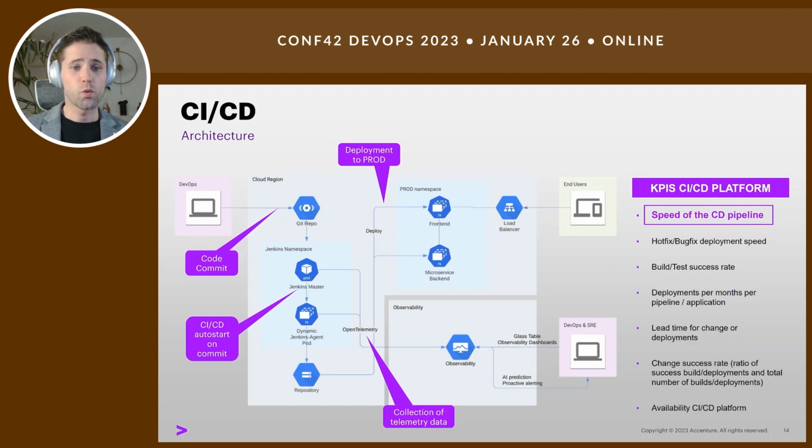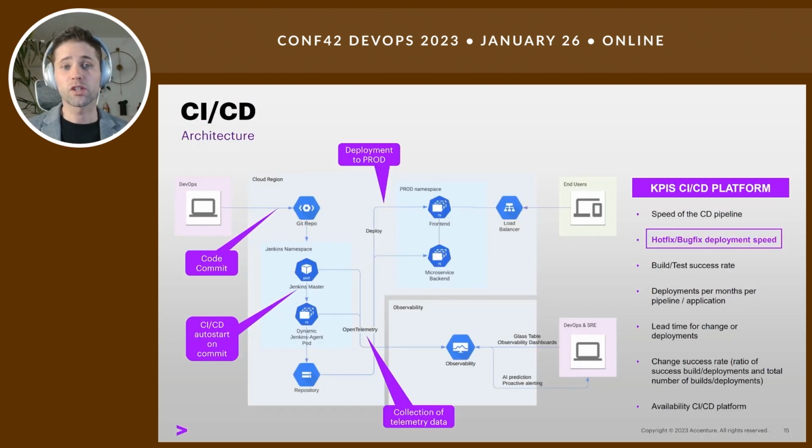Let's start with the first one, which is speed of the CD pipeline. I want to stress the CD part here, as we're only talking about the deployment. Now, consider the situation in which an outage occurs and the DevOps engineer needs to deploy a hotfix as soon as possible. We are talking about a critical situation because the system is unstable and the end user is expecting a fix. Otherwise, there's a risk that they might abandon it, and that's something we want to avoid. So as you can see, by measuring the deployment speed, we also improve our mean time to recovery. The quicker I manage to deploy the hotfix, the lower my MTTR will be.